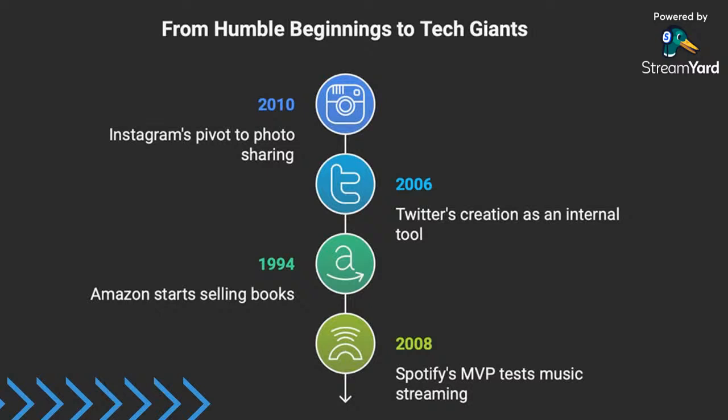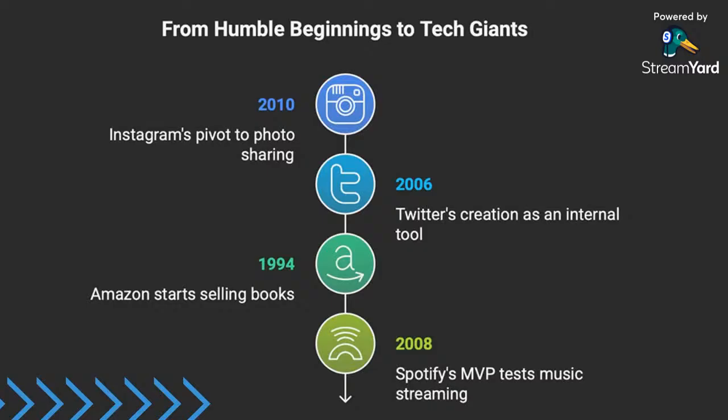Amazon, the e-commerce giant, started in a very narrow niche. It started with just selling books. Jeff Bezos manually ordered them from distributors and shipped them himself. There was no warehouse or automation. The MVP was a simple website that helped test if people were willing to buy books online.